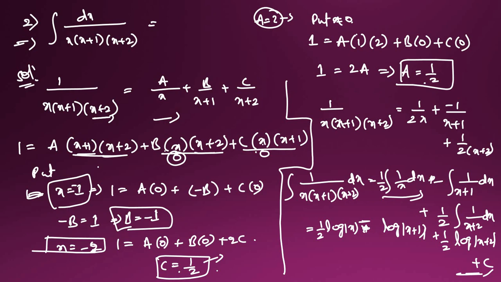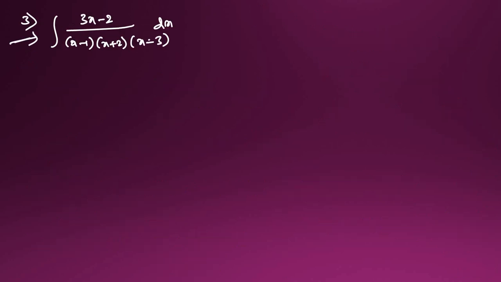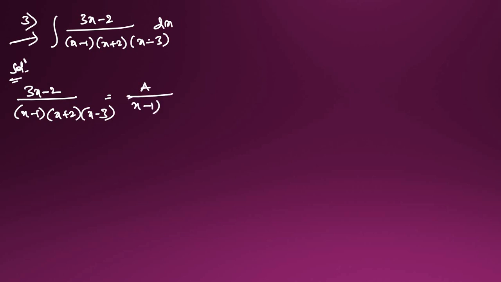Now moving to the next question. Third question, solution. What is given? Integral of (3x minus 2) divided by (x minus 1)(x plus 2)(x minus 3) dx. So here we'll split it as a divided by x minus 1, plus b divided by x plus 2, plus c divided by x minus 3.